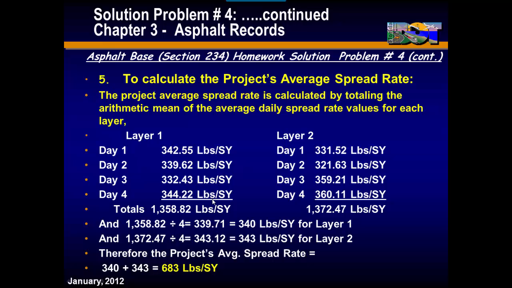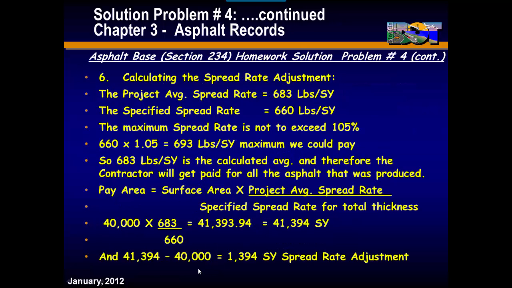So our first layer was 340, and then we do the same thing over here with our second layer. Total up all these, and that comes to 1372.47. Then we take that 1372.47 divided by 4 to give us 343.12, rounded to the nearest pound per square yard, which gives us 343. Then we very simply take the two and add them together to come up with a total, since they were two layers. So here we have 683 pounds per square yard as our project average spread rate. So that's how we developed that.